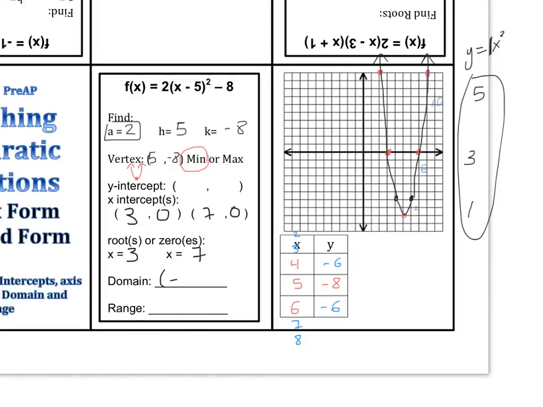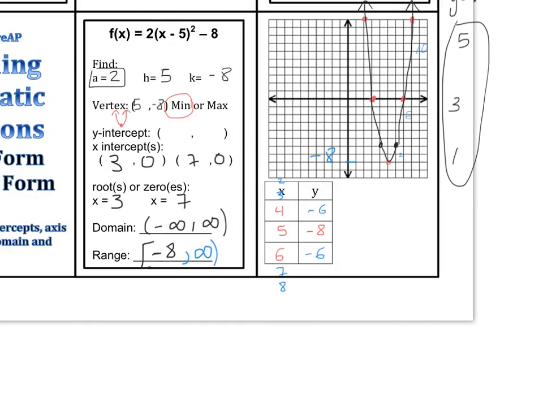Domain is always going to be from negative infinity to infinity. It's opening upward. The range is going to be from the lowest point, which is, in this case, negative 8. And I can always get it from the equation. It's the lowest point, negative 8, all the way up to plus infinity. Now, this is how you can fill this, and this is how you can find the pattern.